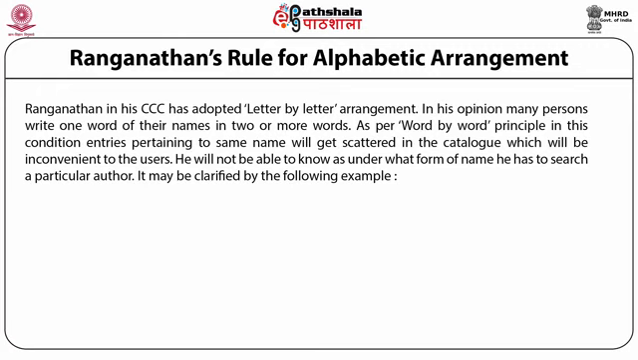In his opinion, many persons write one word of their names in two or more words. As per the word by word principle, in this condition, entries pertaining to the same name will get scattered in the catalog, which will be inconvenient to the users. He will not be able to know under what form of name he has to search for a particular author. It may be clarified by the following example.